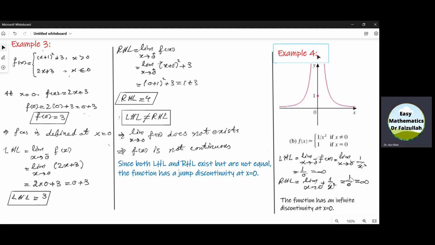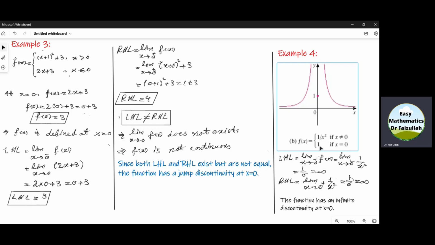In this last example number 4, we have a function f of x which is equal to 1 over x squared if x is not equal to 0. It means that if x is less than 0 or x is greater than 0, f of x is 1 over x squared. If x is equal to 0, f of x is equal to 1. So we can see that f of x is defined at x is equal to 0 because f of 0 is equal to 1.